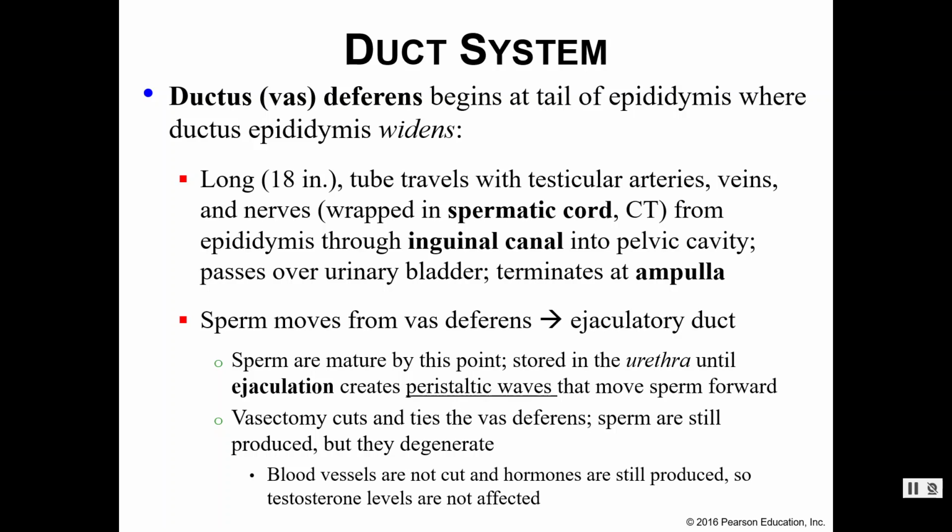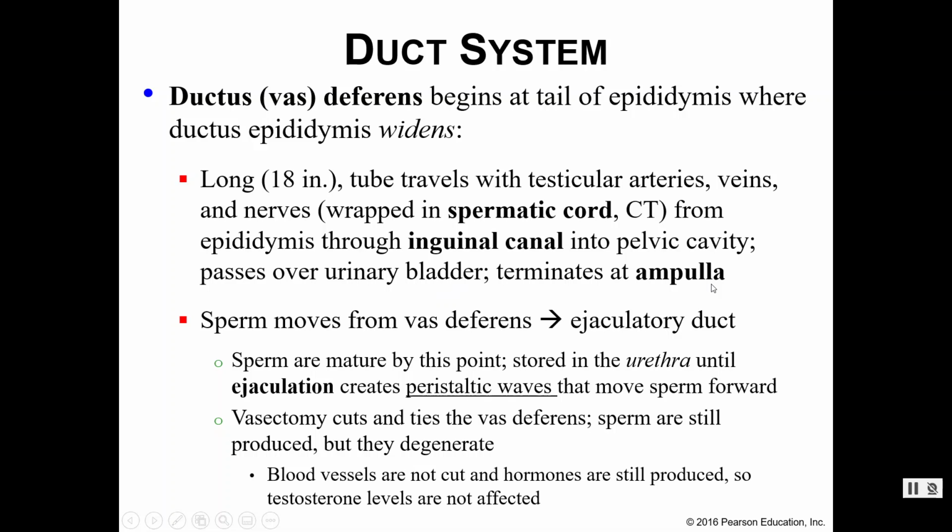The tube travels with the testicular arteries, veins, and nerves. These are collectively wrapped in the spermatic cord, which is just connective tissue. These travel through the inguinal canal into the pelvic cavity. So remember, we're starting outside the abdominopelvic cavity, but we have to go into the abdominopelvic cavity as well, and that's how we get in there. This does pass over the urinary bladder, and we're going to terminate at a region known as the ampulla.